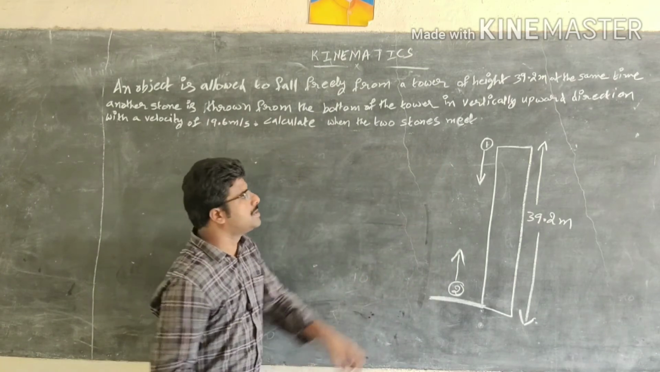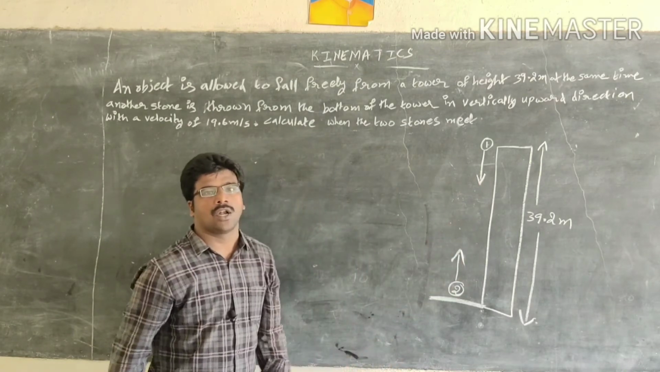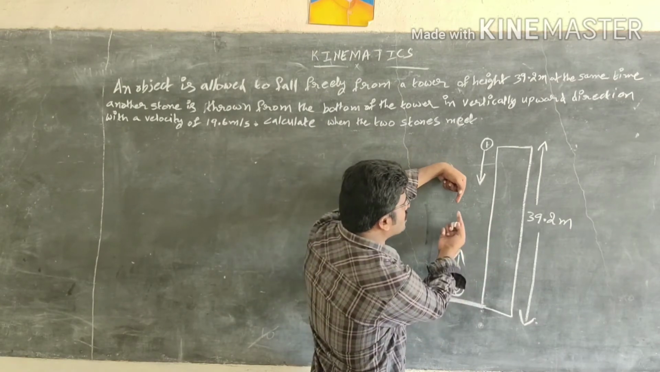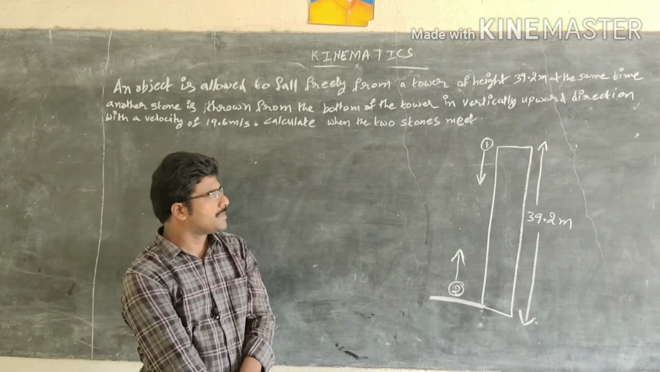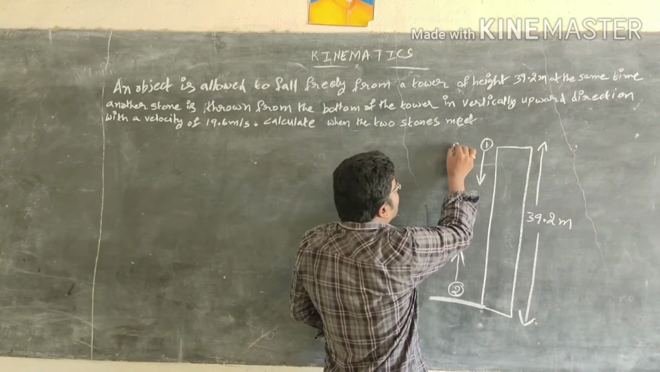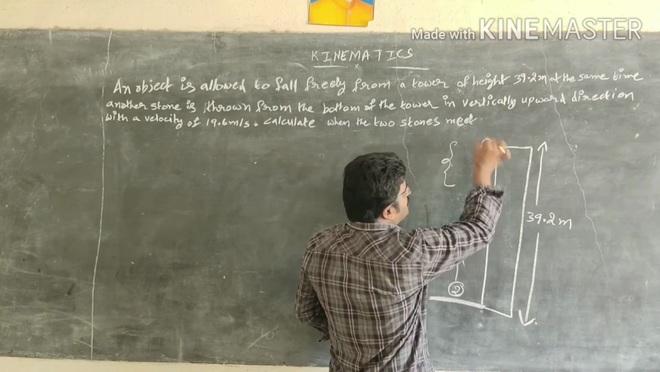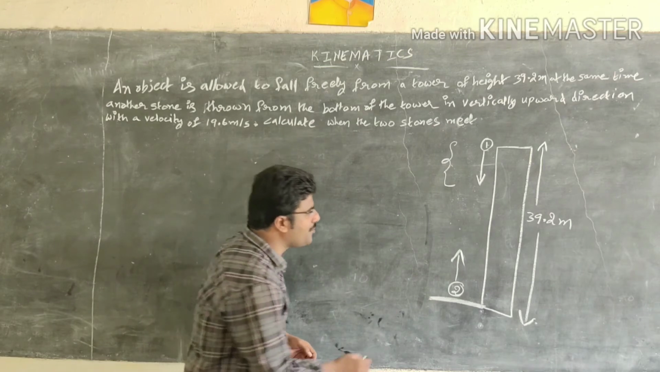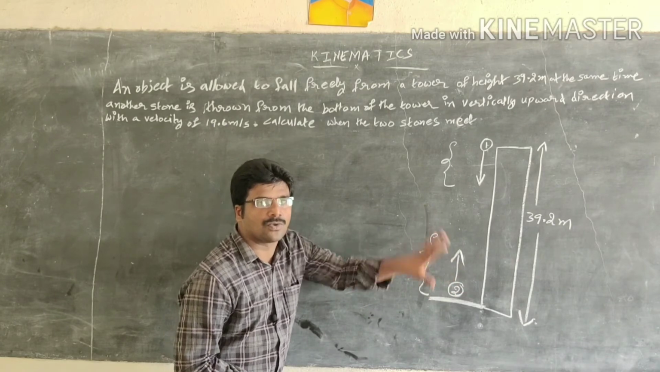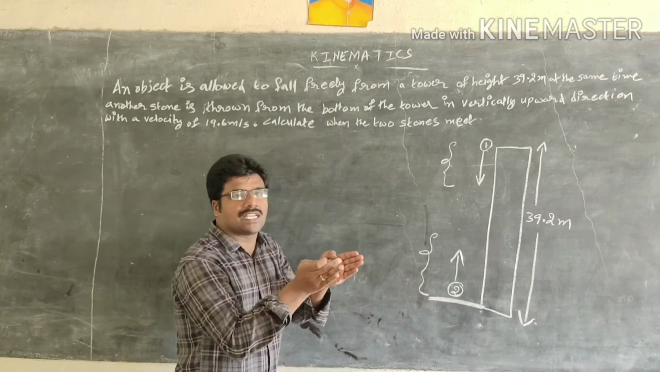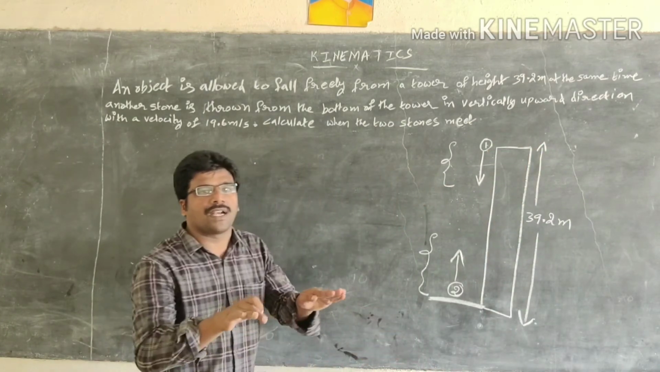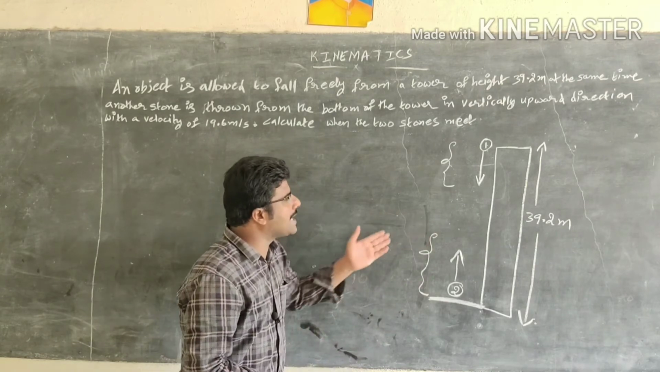At what time are these two stones going to meet? Now we want to calculate the time after which the two stones are going to meet. So in order to do these problems, first we want to calculate the distance travelled by the first stone. In the same way, we want to calculate the distance travelled by the second stone. And that total distance will be equal to the height of the tower. If we equate that, from that we can calculate the time.